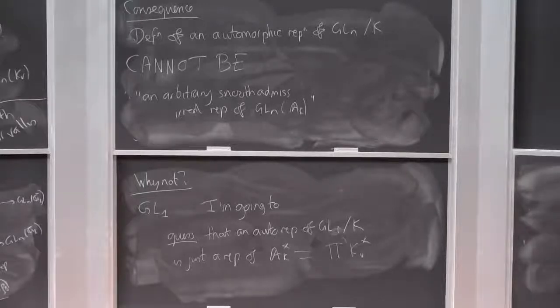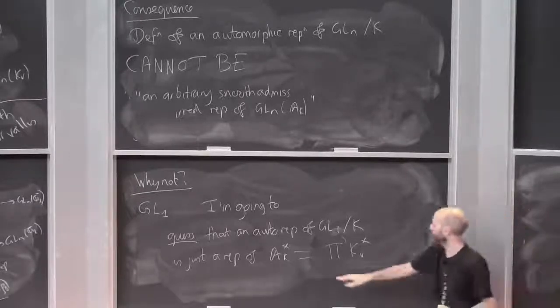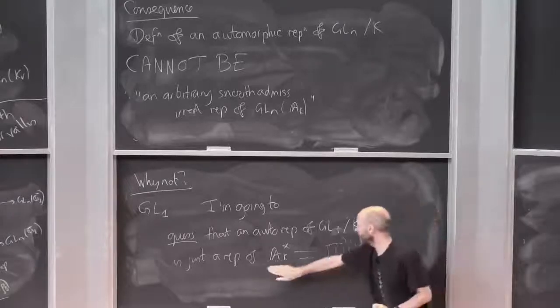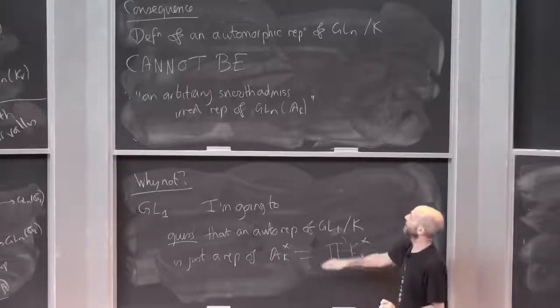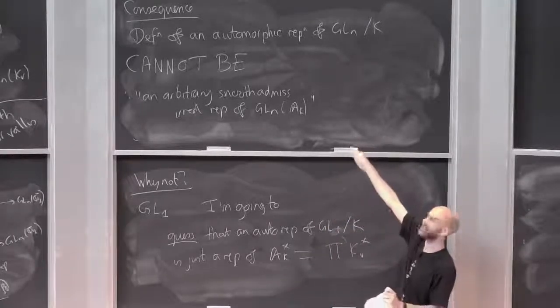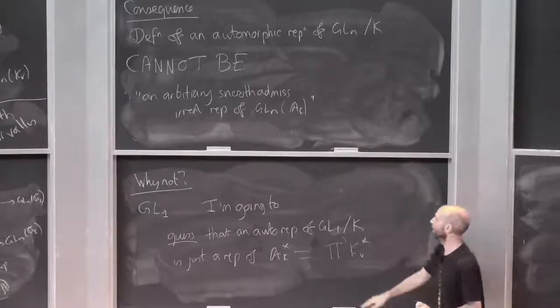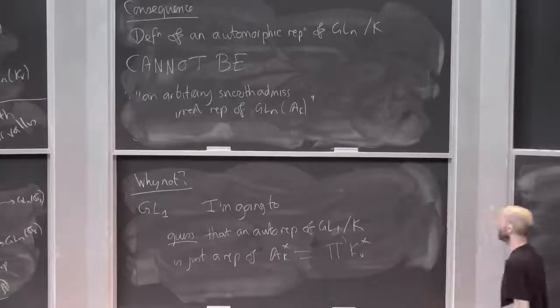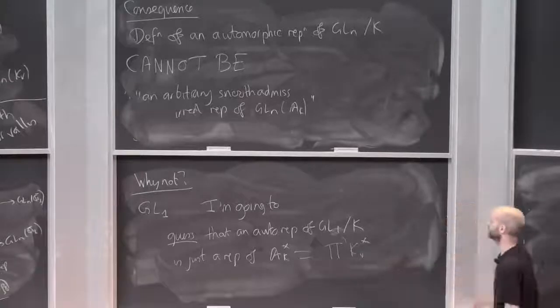And how am I going to do that? Well, A_K star is this product of K_v stars. So to write down a representation of A_K star, okay, because I haven't quite understood this consequence yet, to write down a random representation of A_K star, I just need to write down random representations of K_v star.